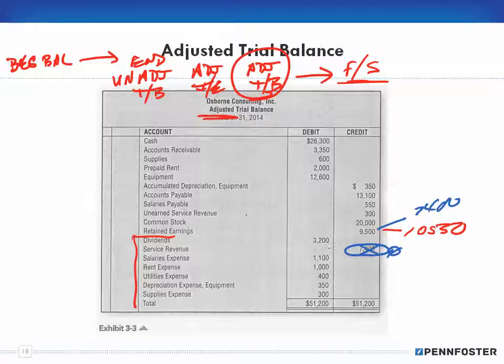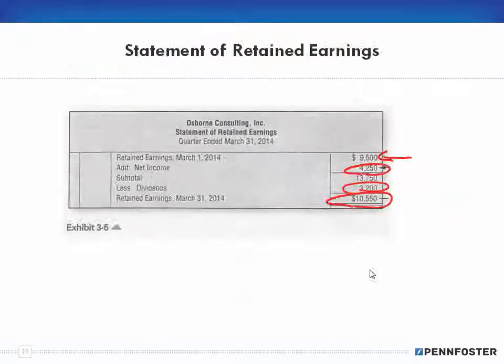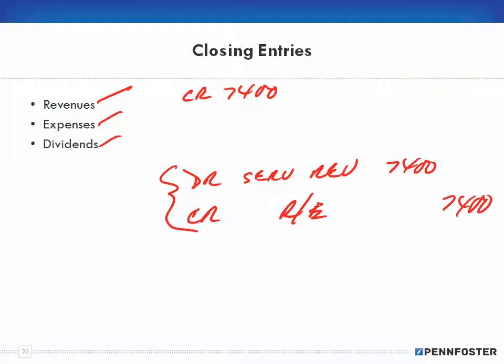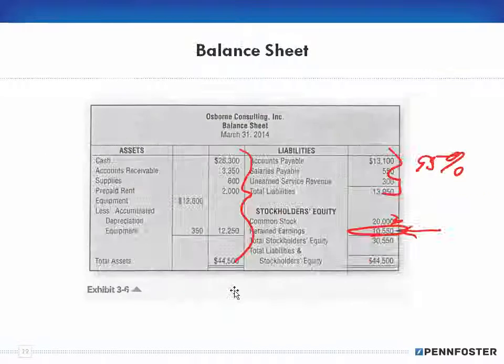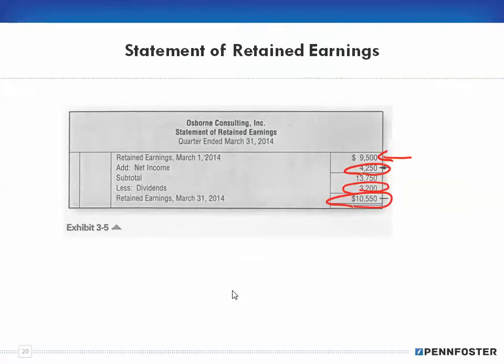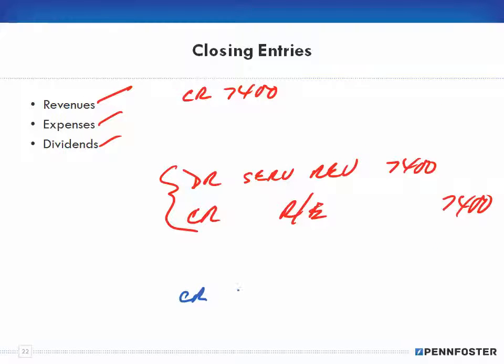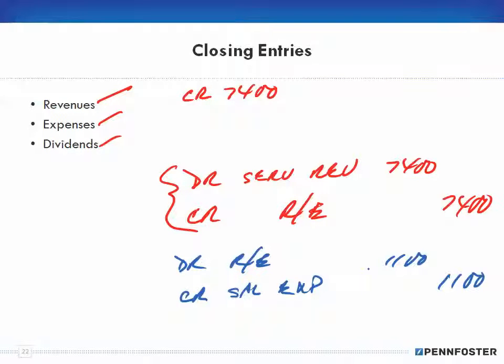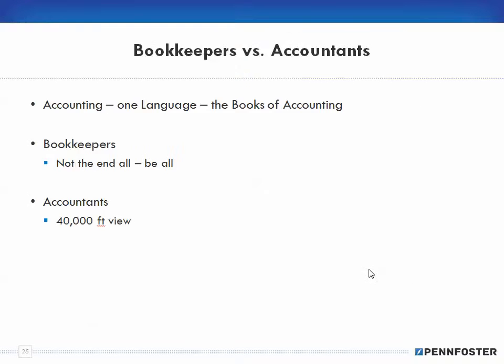It's going to increase. And we're going to do the same exact thing for our expense accounts. Since that's a debit of $1,100, our closing entry is going to be a credit to, what was that account name? Salary expense. Credit to salary expense for $1,100. And we're going to debit retained earnings for $1,100. Okay.